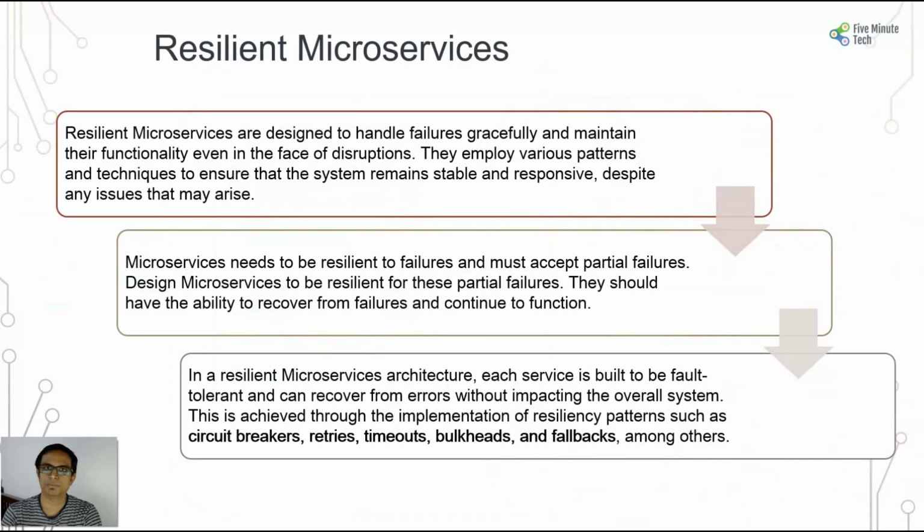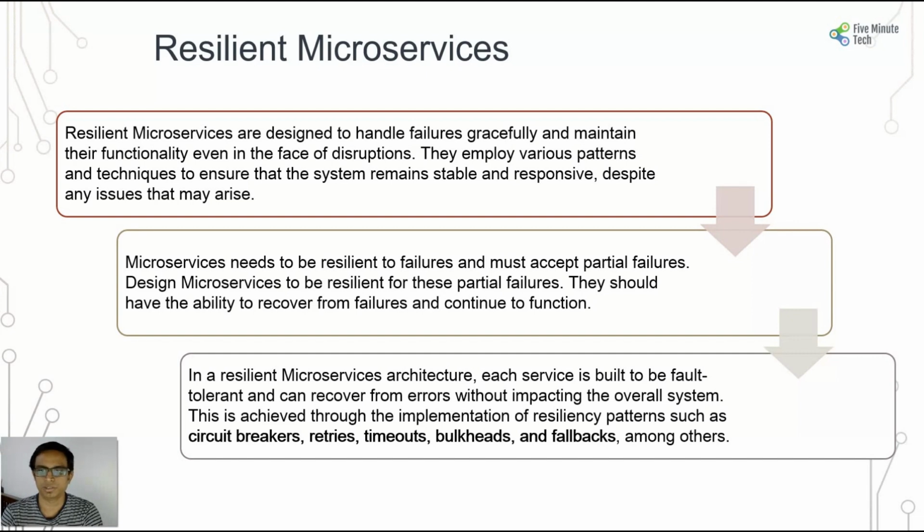So what is a resilient microservice? Resilient microservices are designed to handle failures gracefully and maintain their functionality even in the face of any disruptions. They employ various patterns and techniques to ensure that the system remains stable and responsive despite any issues that may arise. Microservices need to be resilient to failures and must accept partial failures. There will be scenarios where your microservices may go unresponsive or are not able to process the request. So we have to design microservices to be resilient to these partial failures, and they should have the ability to recover from the failures and continue to function.